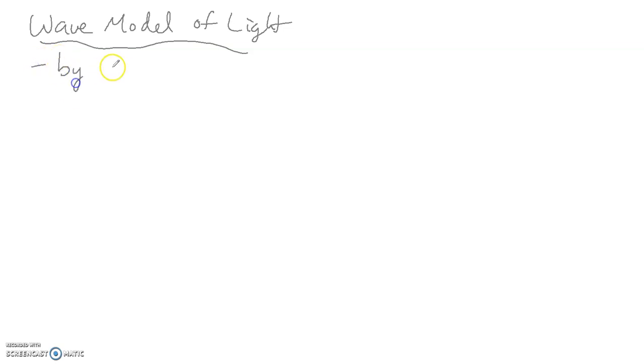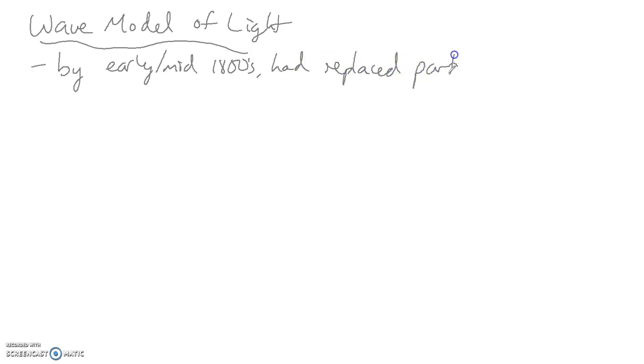Basically by the early to mid 1800s, it had replaced the particle model of light for a variety of different reasons. There were a lot of things they could explain using the wave model of light, that light travels like a wave.